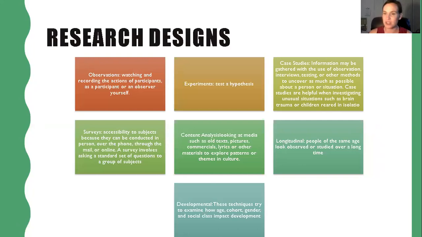Then there's developmental. This is a big area to us. Techniques to examine how age, cohort, gender, and social class impact development. So a lot of the stuff that we look at with the pre-school, the preschool movement, and then the ecological part of child development as well, kind of Urie Bronfenbrenner's ideas about how the systems around you impact your development.